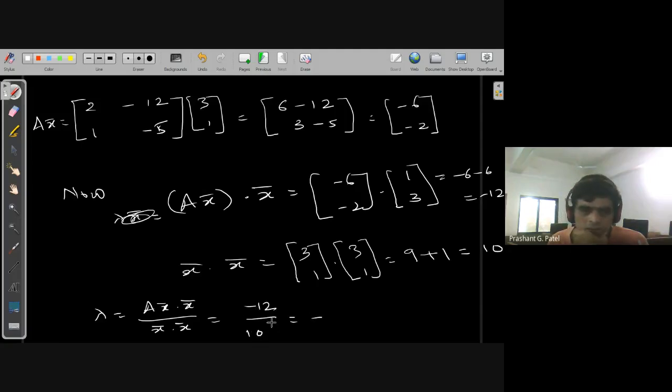So it is minus 1.2. Which is the approximate dominant eigenvalue you have? Do we have any calculation mistake here? Because the answer should be minus 2.